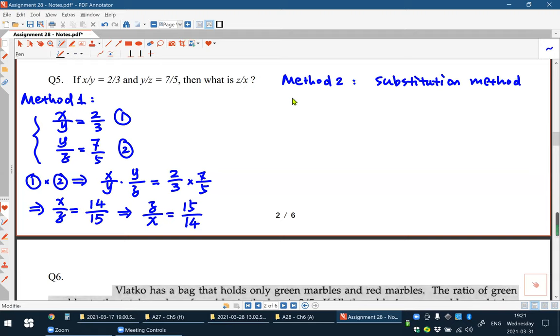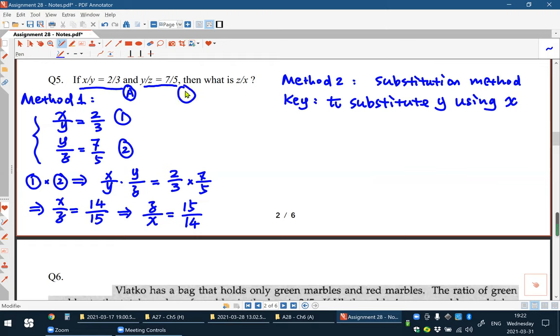Okay, I'm gonna write it here. The key is to substitute y using x. So how do we do this? We do this according to the relationship given here, right? Okay, suppose we denote this equation with a letter A, and the second equation here using a letter B.